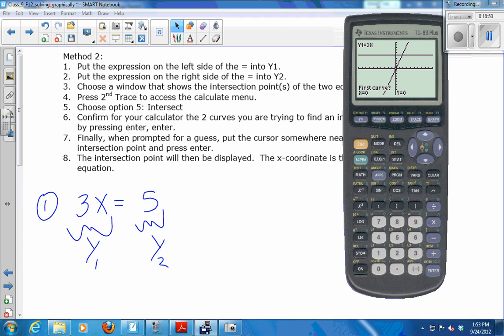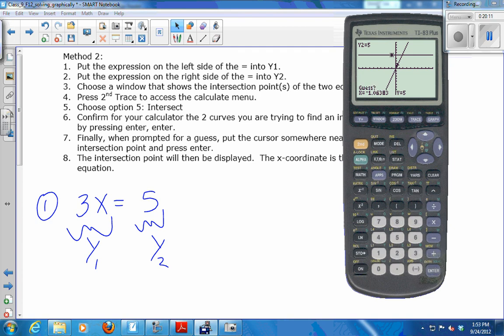So the cursor is blinking on one of your lines. It's just saying, is this the first line that you're looking to find the intersection of? To say yes, you just press enter. Then the cursor jumps to the other line, and it's asking, is this the second curve? Is this the second line that you want to find the intersection point of? And you just press enter to say yes.